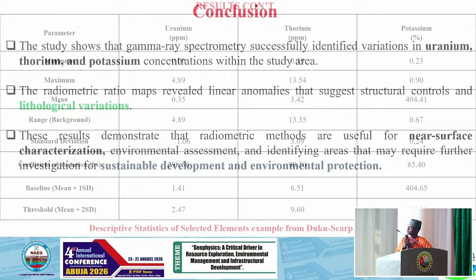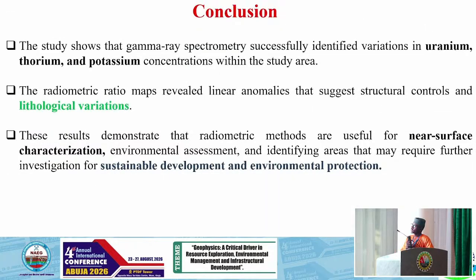The study shows that gamma spectrometry successfully identified variations in uranium, thorium, and potassium concentration within the study area. The radiometric ratio maps revealed linear anomalies that suggest structural controls and lithological variations. These results demonstrate that radiometric methods are useful for near-surface environmental characterization, identifying areas that may require further investigation for sustainable development and environmental protection.